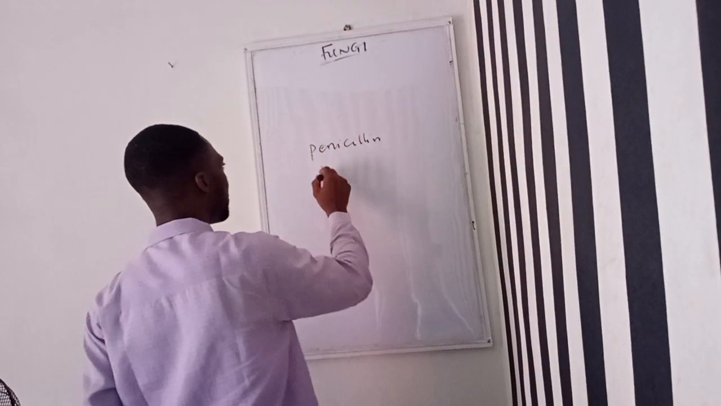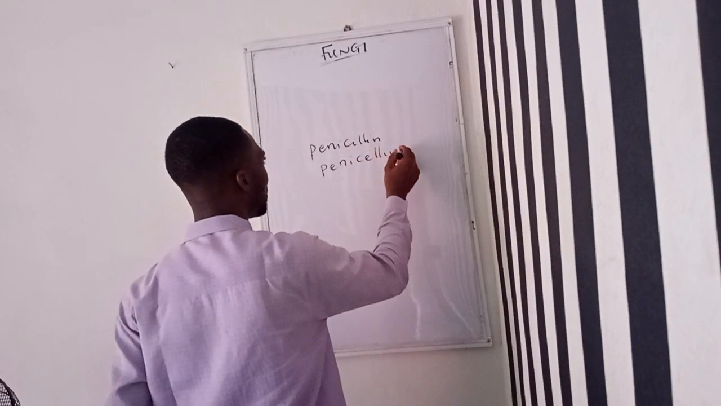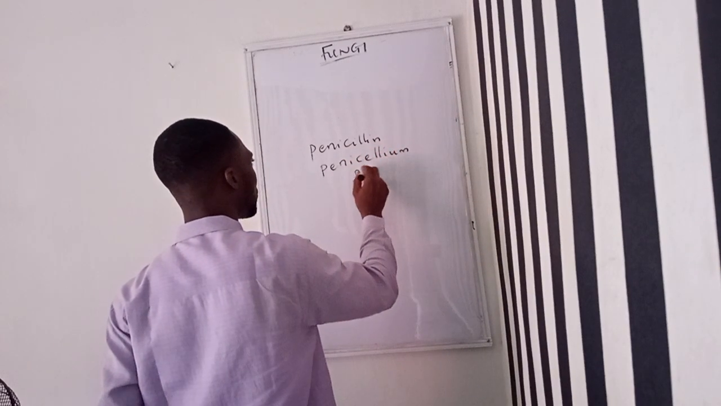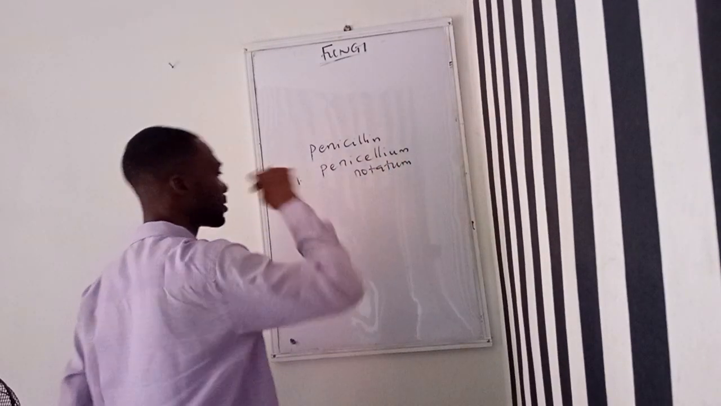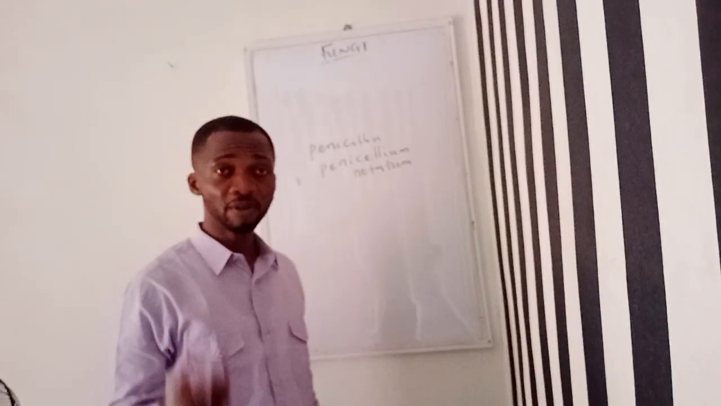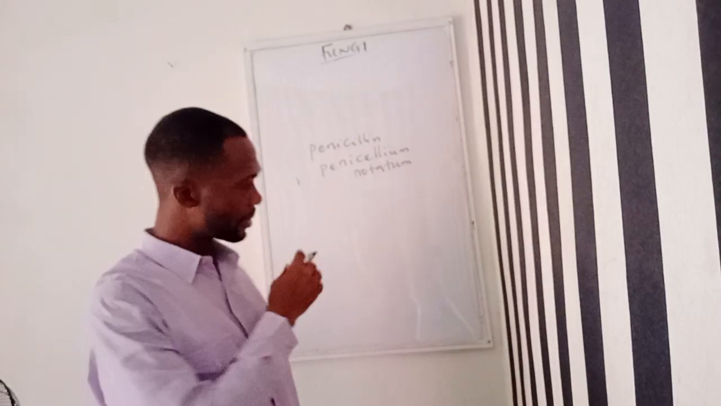Penicillin. Penicillin is produced by Penicillium notatum. So this is an importance of fungi. Fungi can be used in the production of antibiotics. Penicillium notatum and Penicillium chrysogenum.